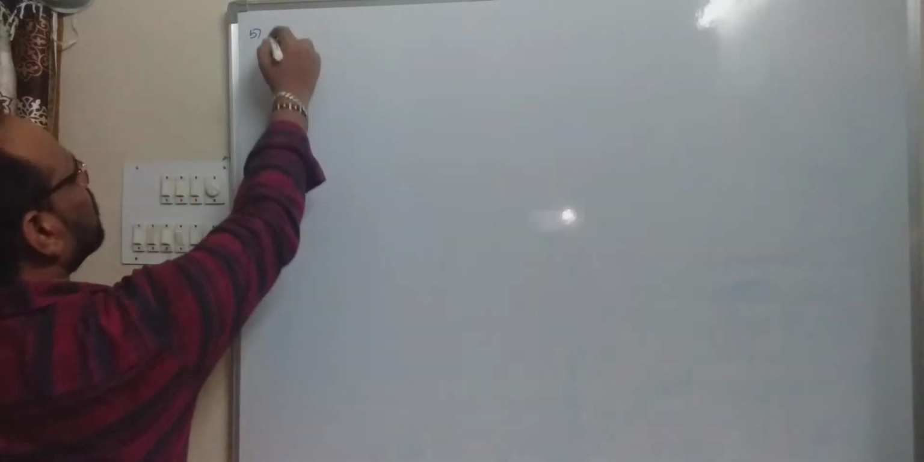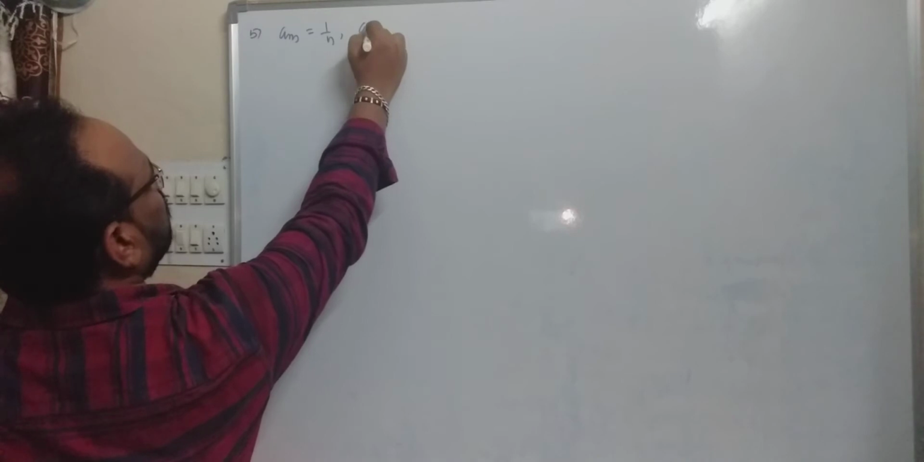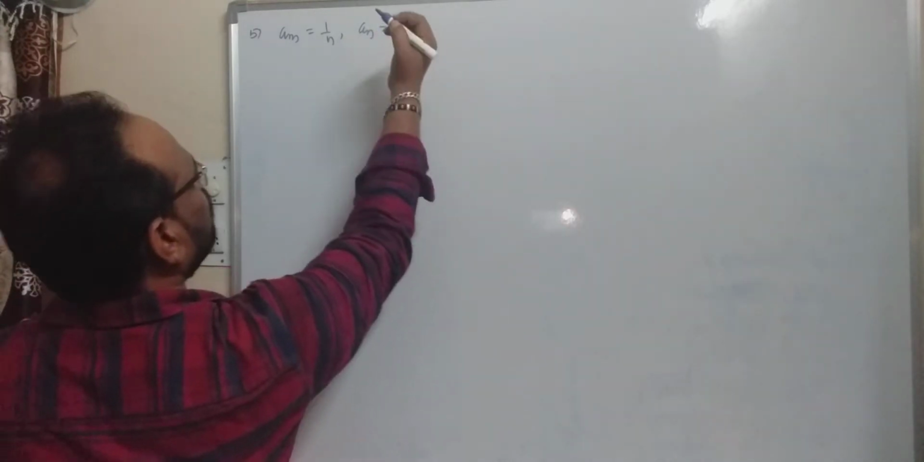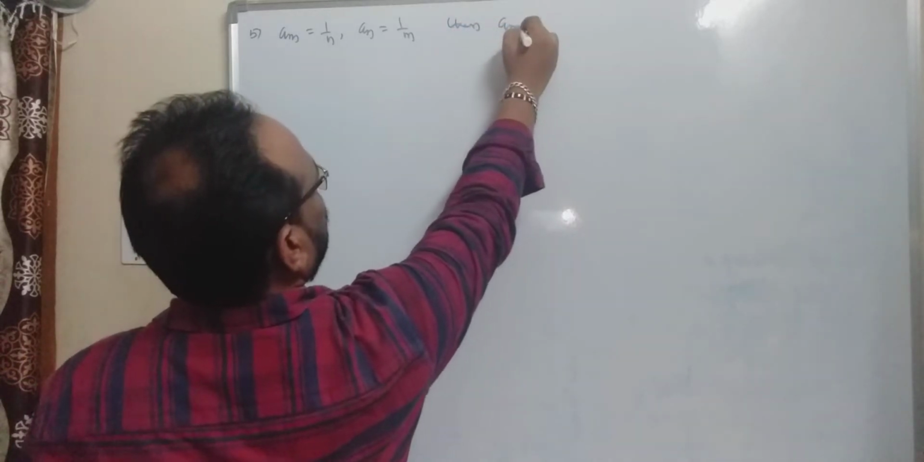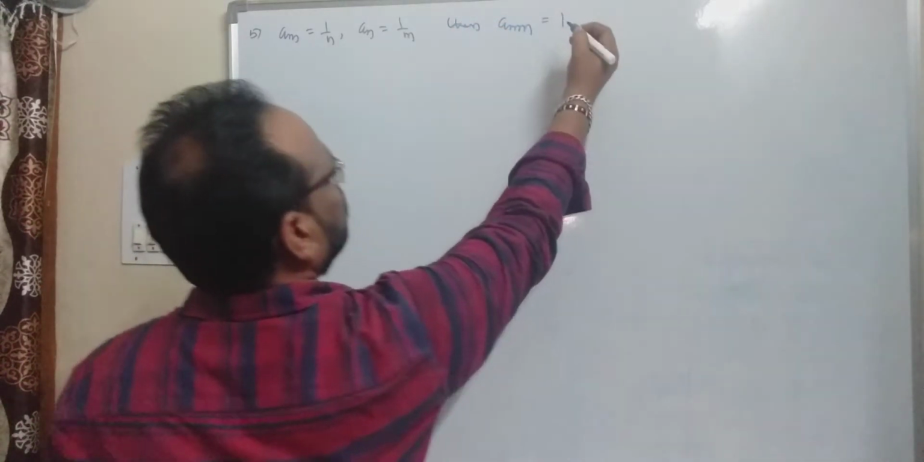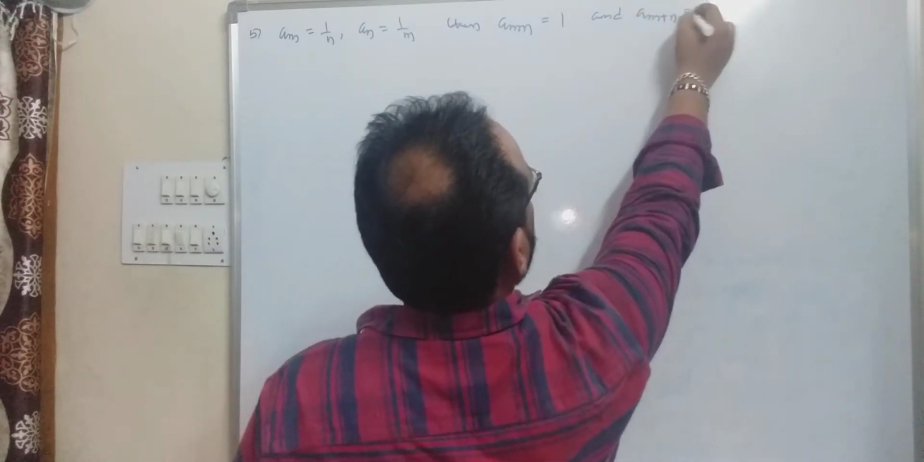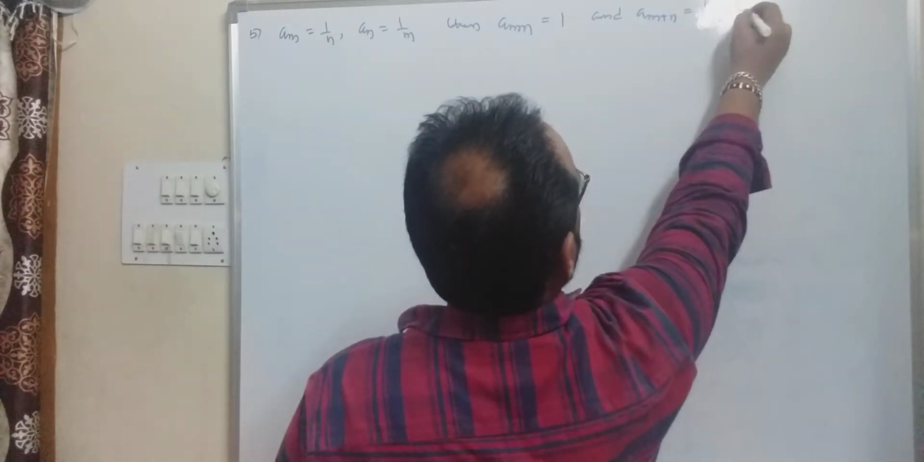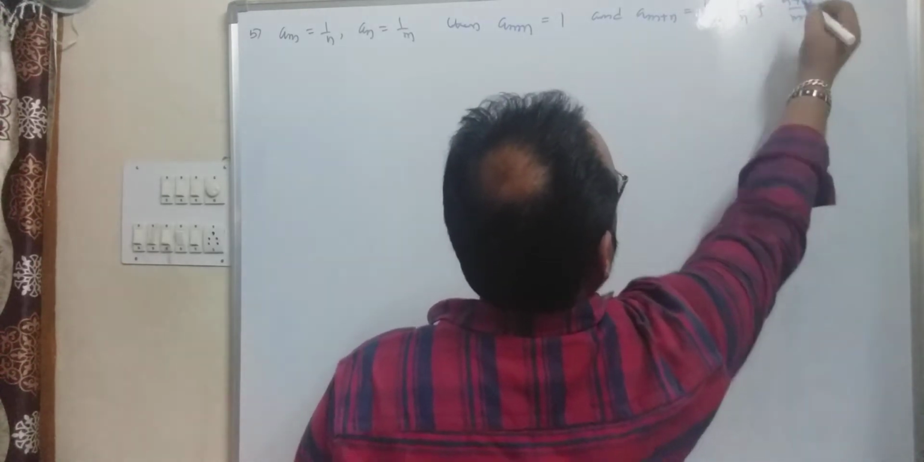So observe here, a_m is 1 by n and a_n is 1 by m, then a_mn is always 1 and a_(m+n) is nothing but 1 by m plus 1 by n, or (m plus n) by mn.